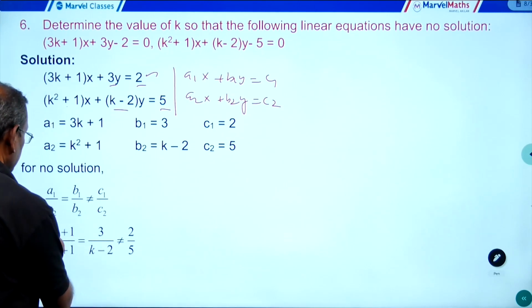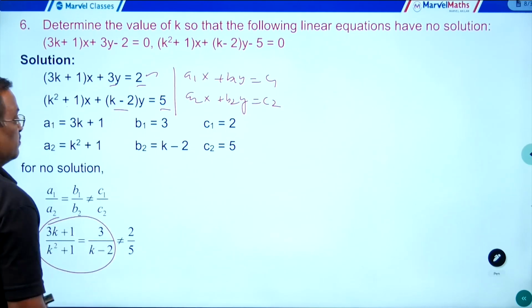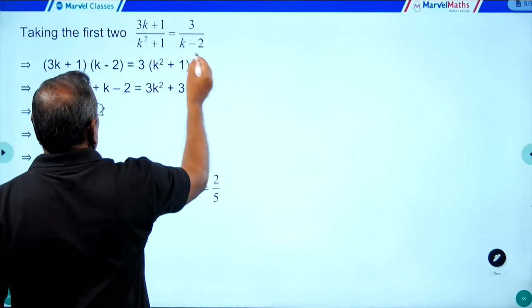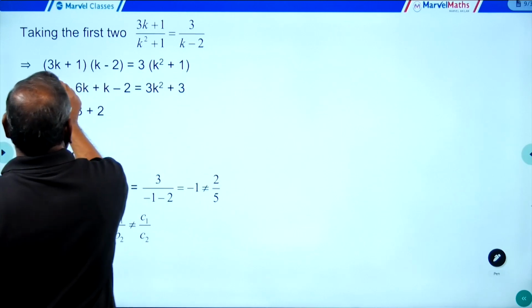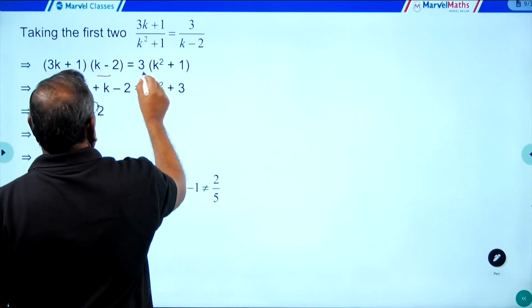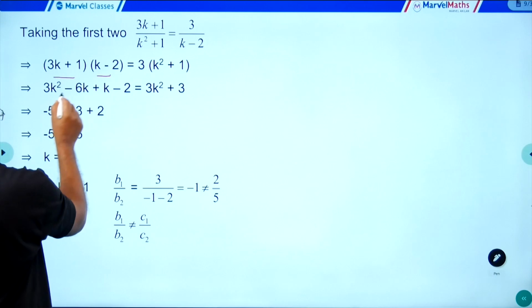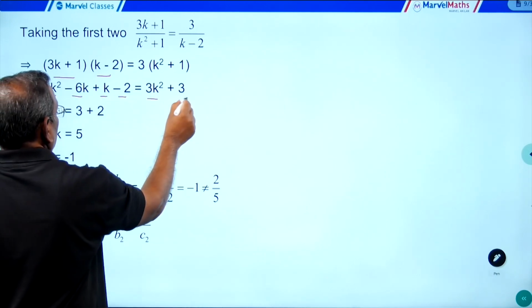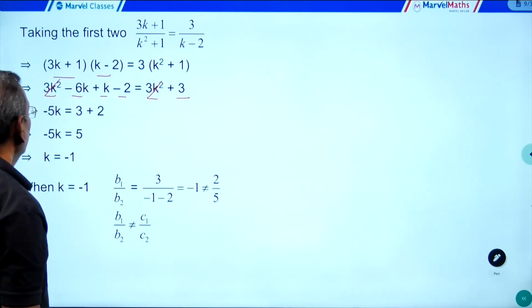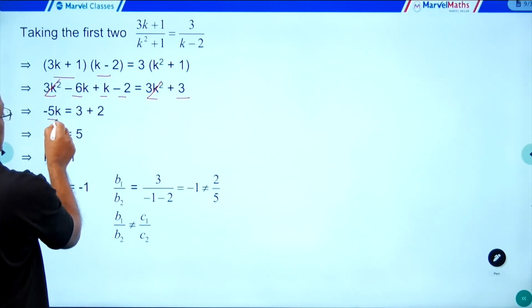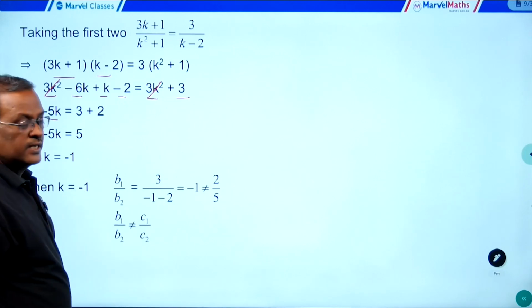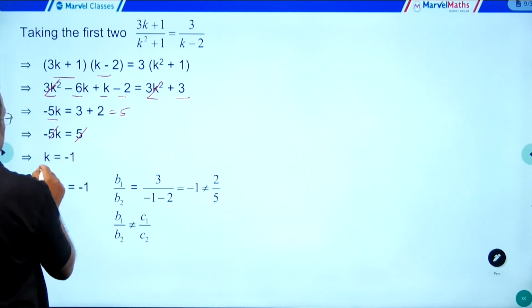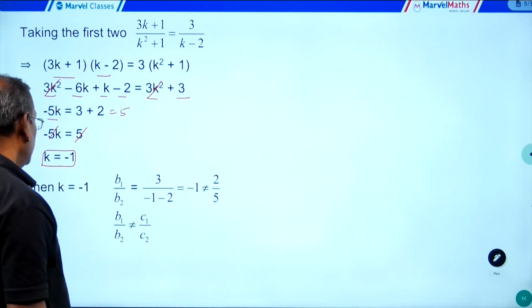First take the first two expressions, a1 by a2 equal to b1 by b2. So if I take a1 by a2 equal to b1 by b2, I can cross multiply: (3k plus 1) into (k minus 2) equal to 3 into (k square plus 1). If I multiply here, 3k square minus 6k plus k minus 2 equal to 3k square plus 3, these two get cancelled. Minus 6k plus k is minus 5k. I can transpose minus 2 to the right side, plus 2, minus 5k equal to 5, 5 cancel, k equal to minus 1, when k equal to minus 1.